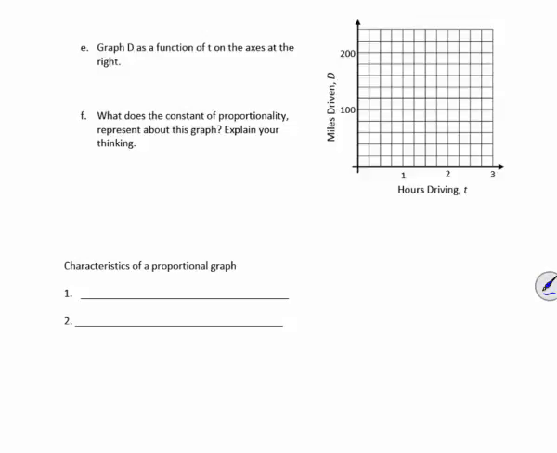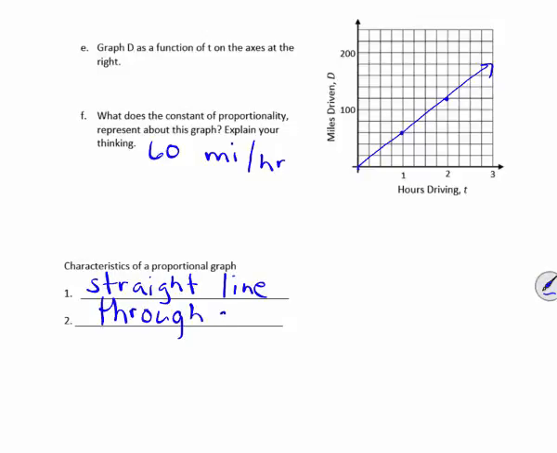Graph D as a function of t on the axes at the right. So we know after 1 hour we've gone 60, and these are going up by 20s. So 20, 40, 60. At 2 hours she was at 120. So there's your graph. What does the constant of proportionality represent about this graph? Well, it represents that she's going 60 miles per hour. Characteristics of a proportional graph: it is a straight line through the origin. And we did all of that last year.